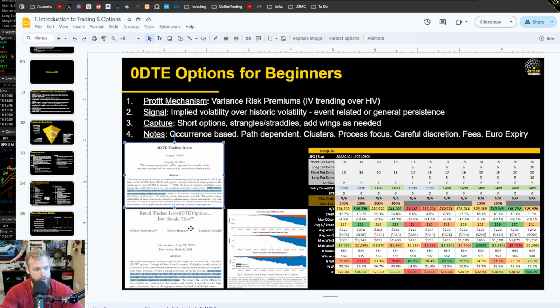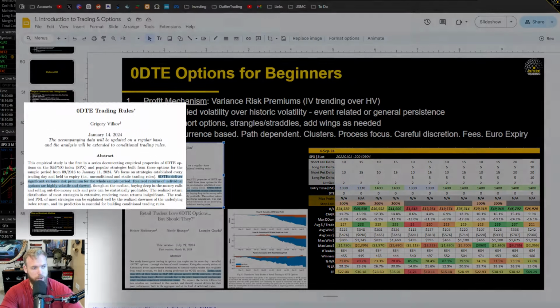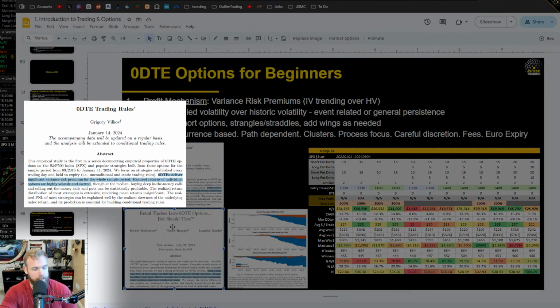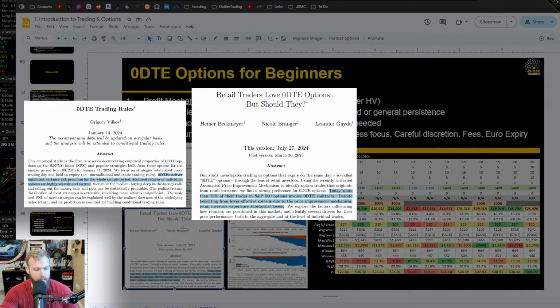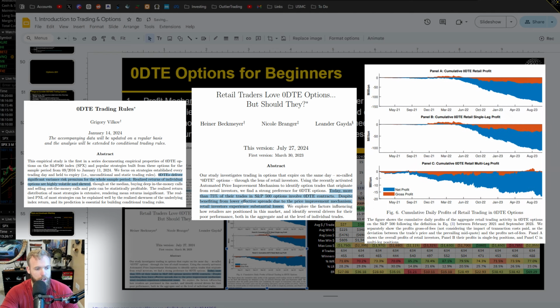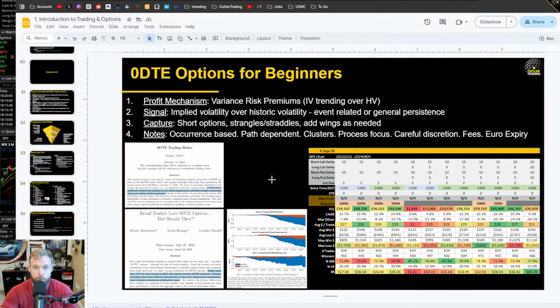So here are a couple studies that you can take a look at. This is called Zero DTE Trading Rules. And then this one is called Retail Traders Love Zero DTE Options, but should they? And these talk a bit about the phenomenon of zero DTE options. And I'll explain exactly what this is. And for those that are in the Patreon, I have a file that compiles all of these studies for ease, but these are all free and accessible for everybody. You can just look them up on SSRN.